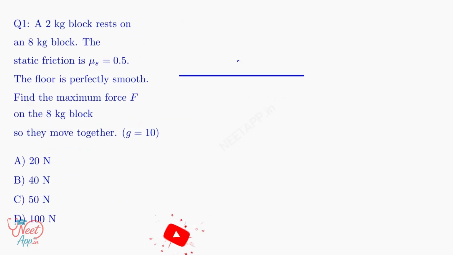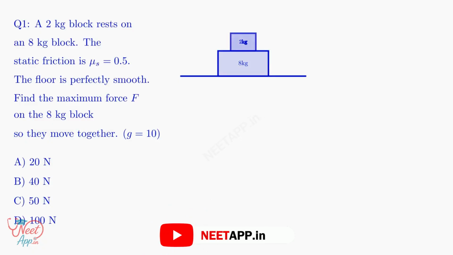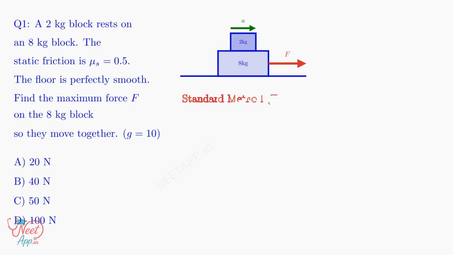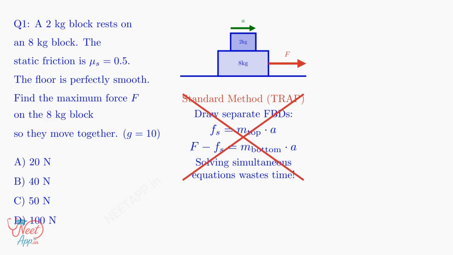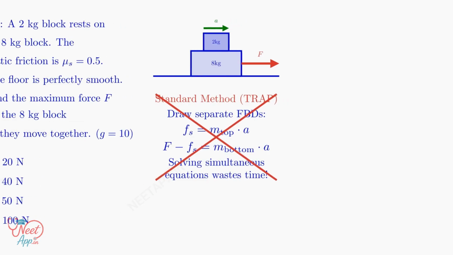Let's draw it. A smooth horizontal floor, the 8 kg block on the bottom, the 2 kg block on top. A force F pulls the bottom block and both accelerate together. The standard trap: drawing separate free body diagrams, equating the friction to the pseudo force on the top block and solving a mess of simultaneous equations. This eats up your exam time.